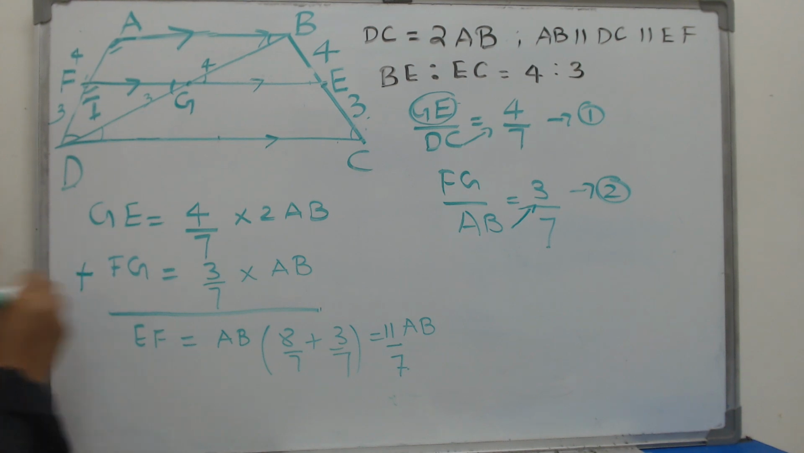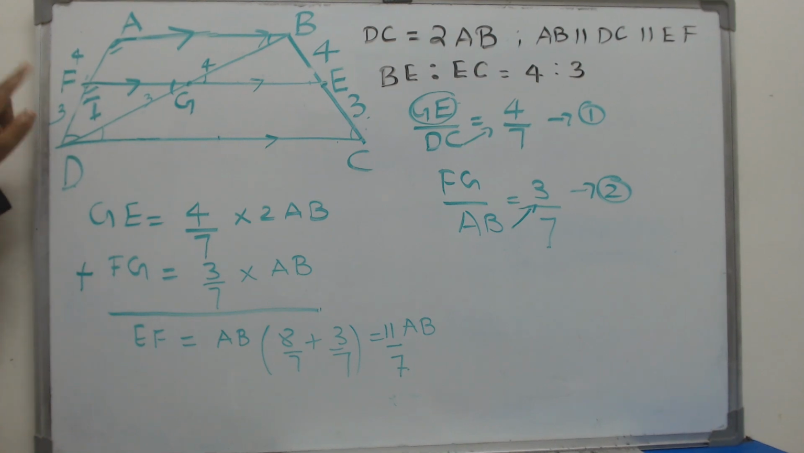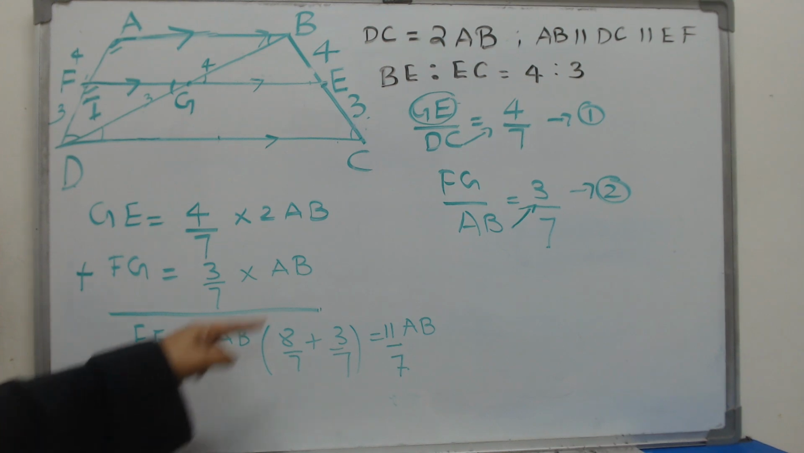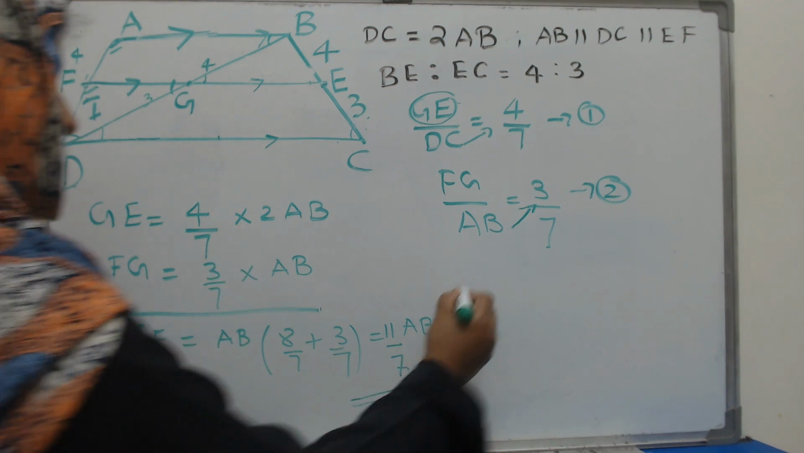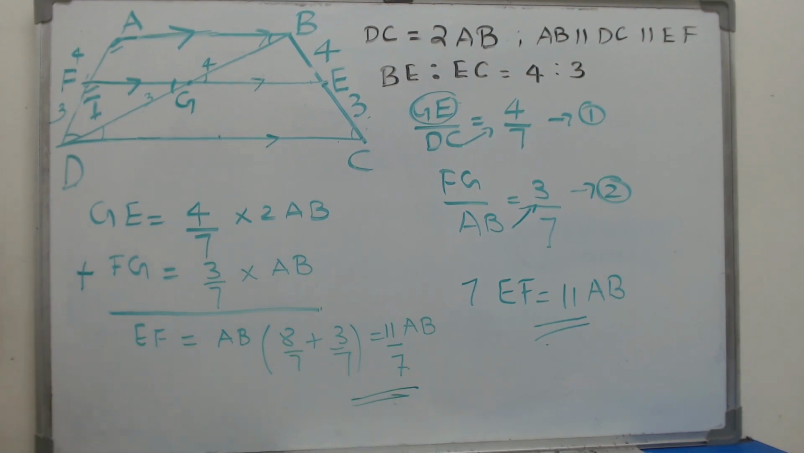Now add both of these equations. And now GE plus FG is what? It is the whole of EF. And what happens on this side? Take AB out, it is common, and then you get such an equation. And so when we cross multiply, we get such a result, which was exactly what we were looking for.